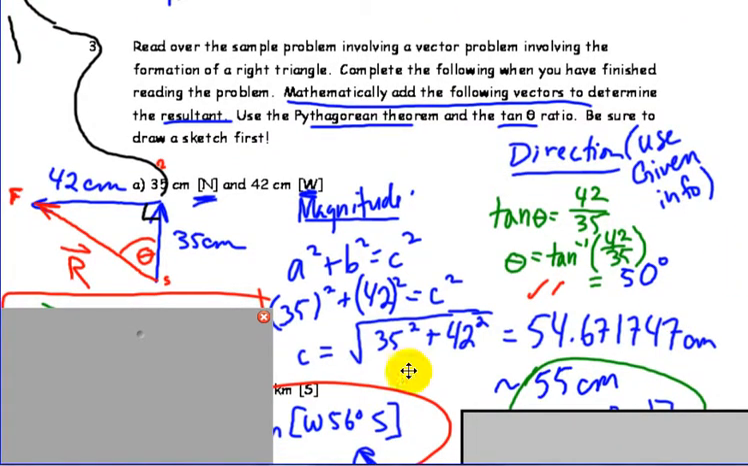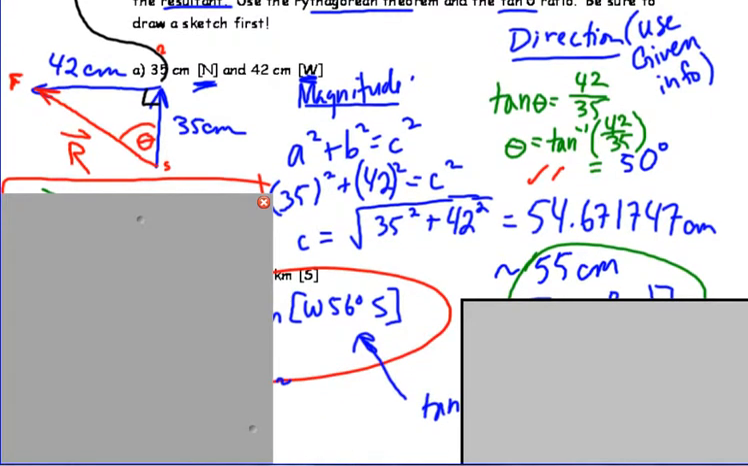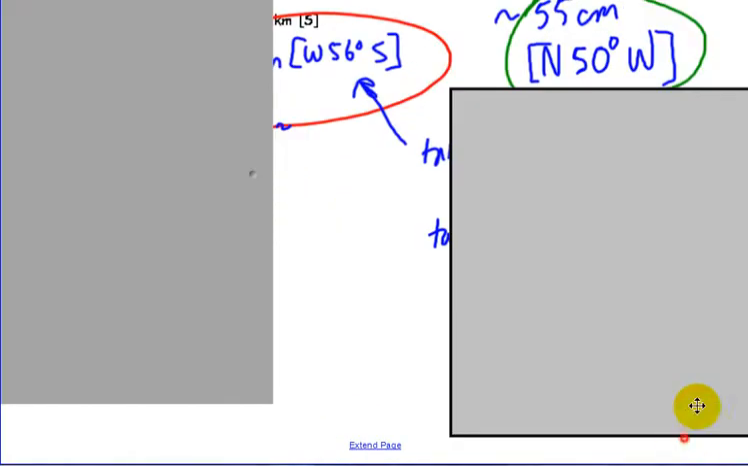you get 50. Now in terms of the direction, this resultant vector is north 50 degrees tilted in the west direction. So these kind of give you a hint as to what you use with that 50 degrees. North, 50 degrees, west. As you can see there, that's what I have as an answer.